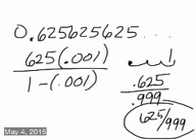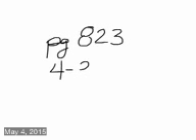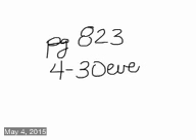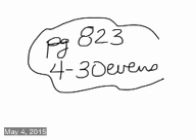Are you kidding me? Pretty sure that all you have to do is type it in. So on page 823, 4 to 30 evens. It's pretty easy. Okay.